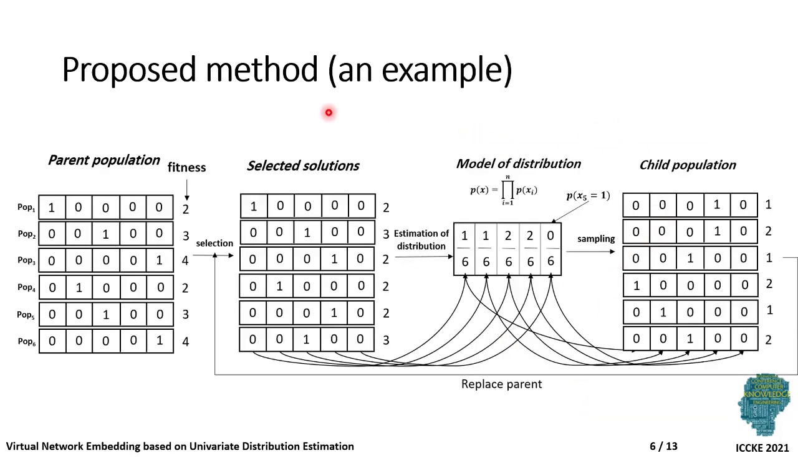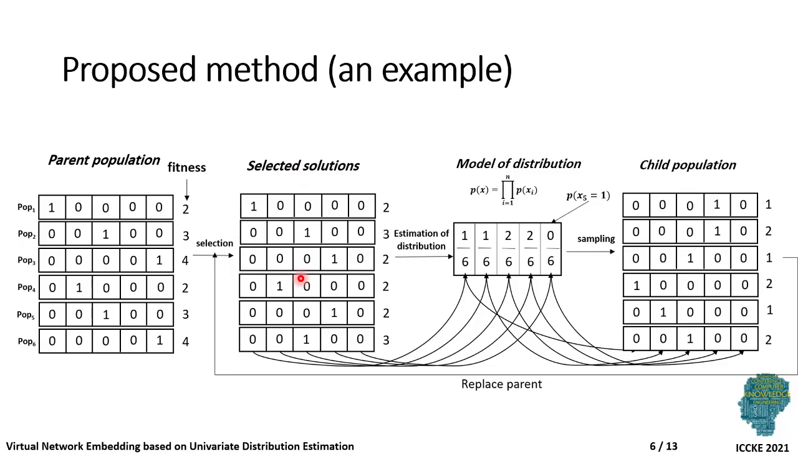Here you can see an example. At first we need to make a population that is completely initial. Here imagine we have 6 individuals in our population, and each individual has 5 different cells, or each chromosome has 5 different cells. Each of these cells can be 1 or 0. In the next step, we find the fitness of the individuals of the population, and in the next step, we select some of the population.